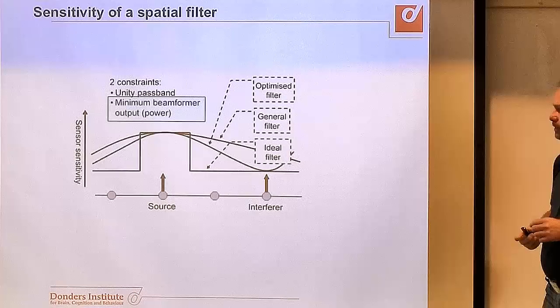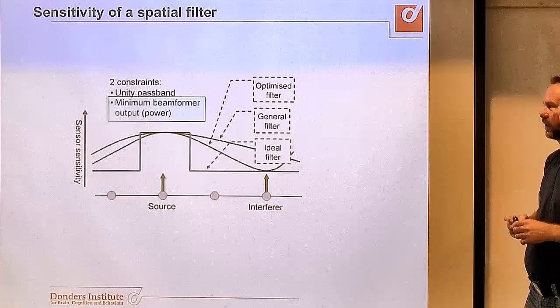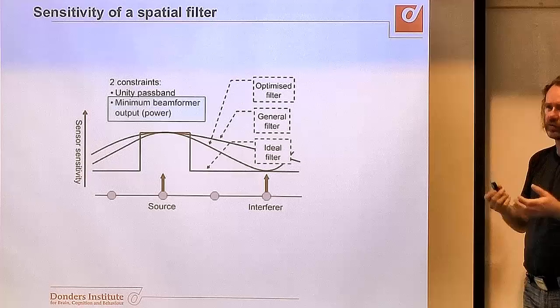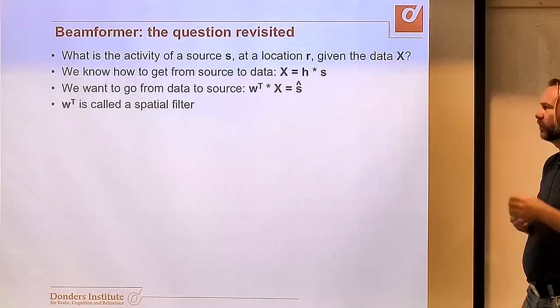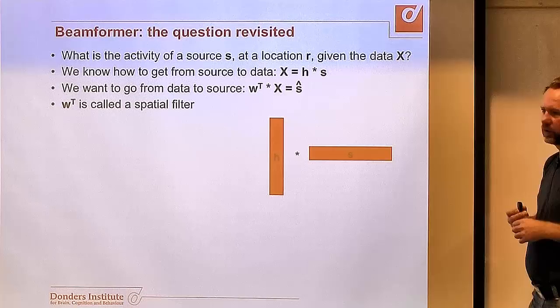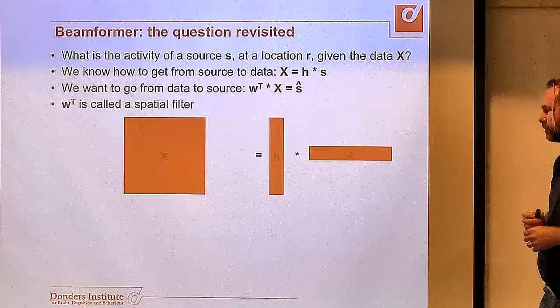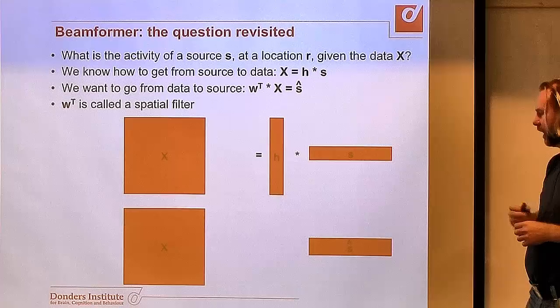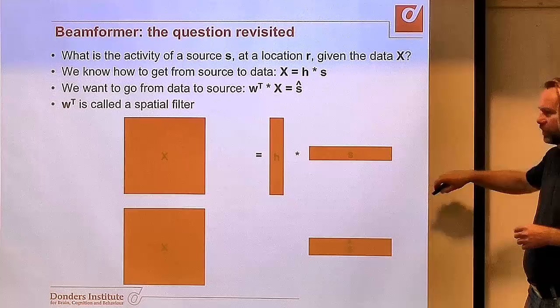Although we can specify a unit passband, what you also want to do, therefore, is to minimize the beamformer output. So we want a spatial filter that's as tight as possible in explaining the data. If you revisit the question, we want to go from the data, from the channels to the source, using W, a spatial filter. And the data model that we have is lead fields times the source equals the channel level data. So if I take the channel level data and the estimated source, how would I go about trying to find the time course of the estimated source?